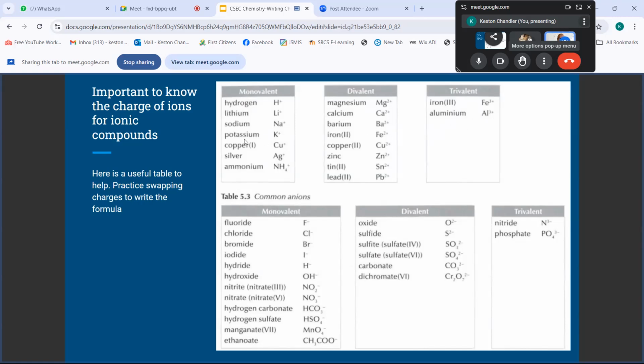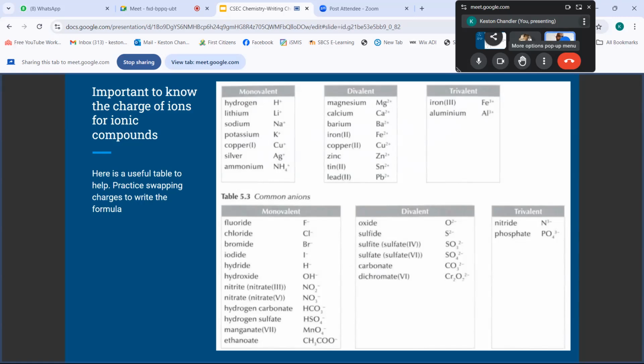Now, these are all cations on top of here. And below, we have the anions. So it's important for us to learn these so that when we have to write the formula for an ionic compound, we can simply cross our charges as I've demonstrated before. So we will know how to write them.